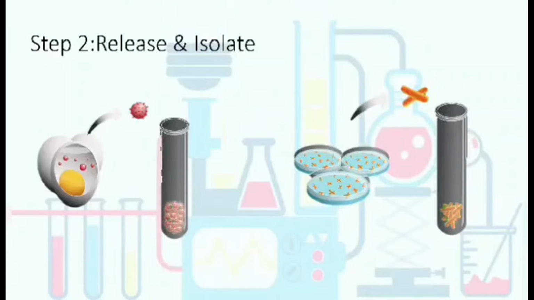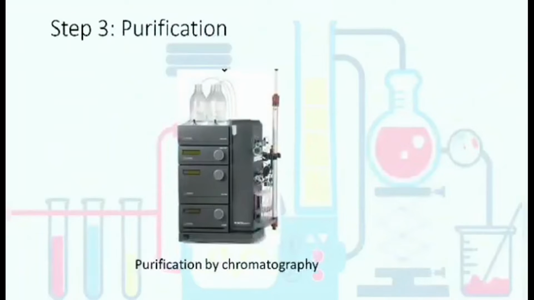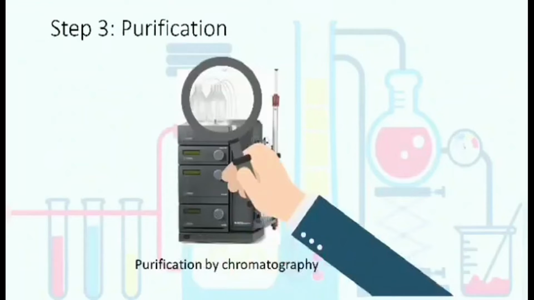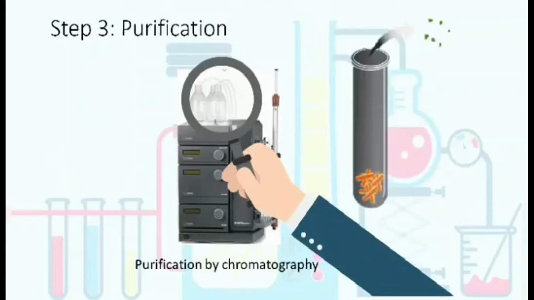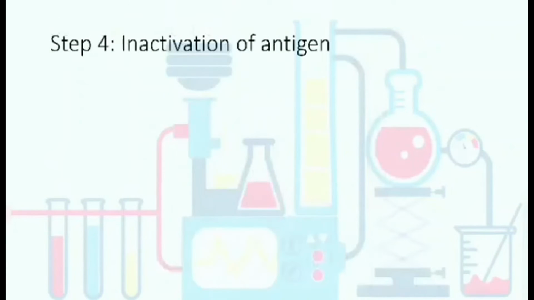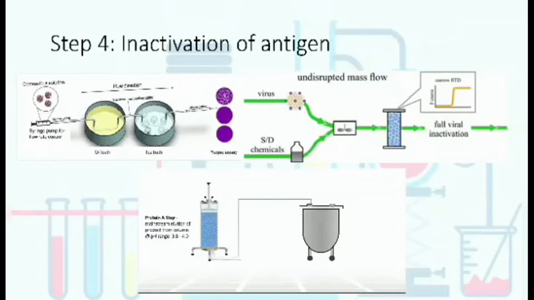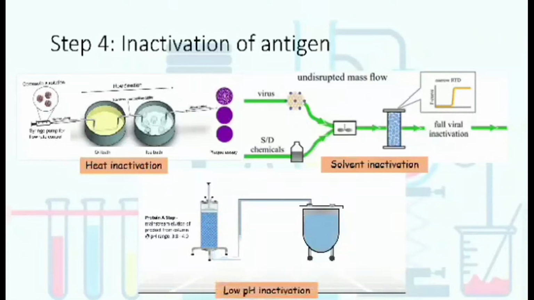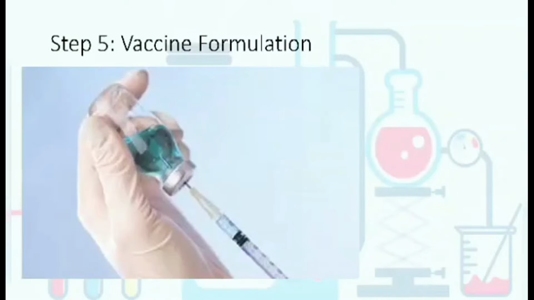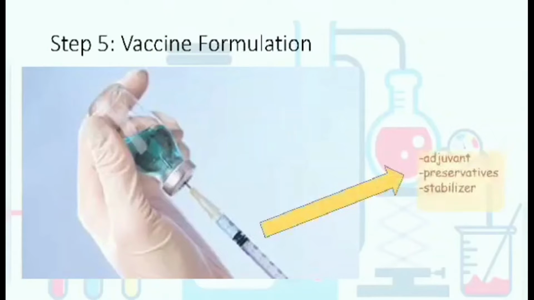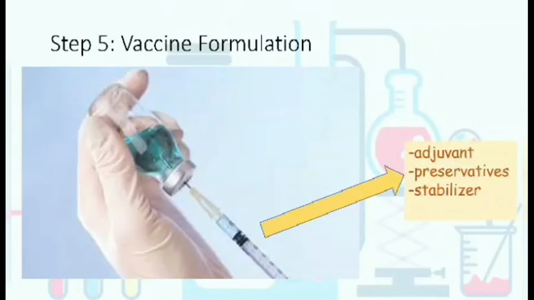The third step will be purification of the antigen, which can be done by chromatography. Purification helps to retain the desired product at as high purity as possible. Then, the viruses will be inactivated. There are a few inactivation methods, for example, inactivate by using heat, detergent or acidic pH. Addition of adjuvant, preservatives and stabilizers will be done during the formulation step. Adjuvant helps to enhance immune response while preservatives and stabilizers prolong shelf life.